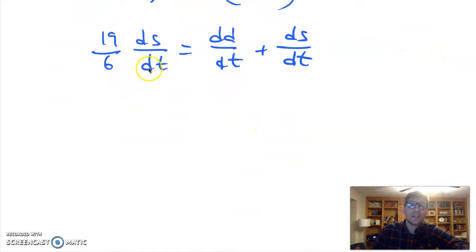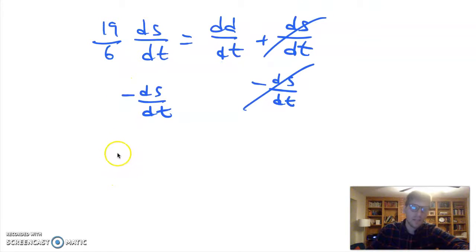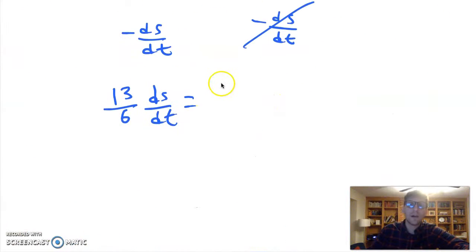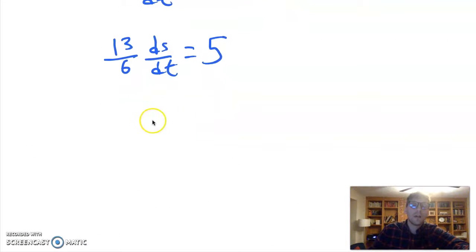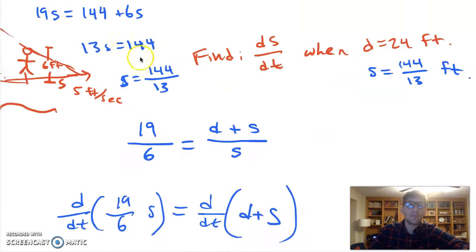So, 19/6 ds dt, well, let me get my ds dt's together, so I'll subtract 1 ds dt from both sides. That'll cancel there, and I'll get 19/6 minus 1 is like 13/6, so that'll be 13/6 ds dt equals, well, we know dd dt we said was 5, so that equals 5, multiplied by the reciprocal, which would be times 6/13, and I get ds dt equals 30/13. So that was the how is the shadow changing.